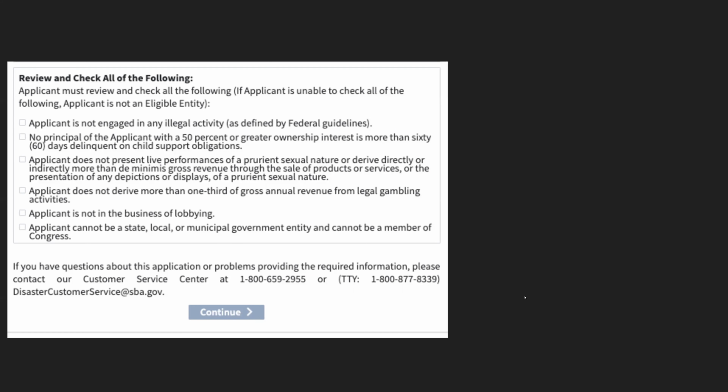Next, you will need to review and check all of the following to indicate that you are an eligible entity to apply. You'll have to agree that you're not engaged in any illegal activity, that no principal applicant is more than 60 days delinquent on child support obligations, no applicant presents live performances, the applicant does not derive more than 1/3 of gross annual revenue from legal gambling activities, the applicant is not in the business of lobbying, and the applicant cannot be a state, local, or municipal government entity and cannot be a member of Congress.